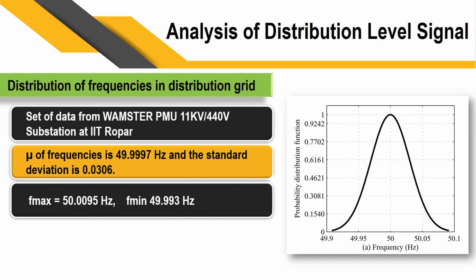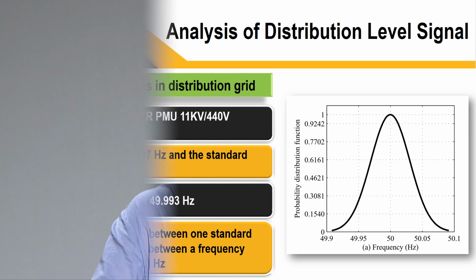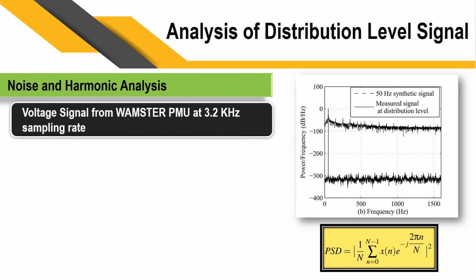So usually the frequency was varying in this band only, and if we consider plus minus 1 standard deviation, then 60% of the variation in the frequencies was captured. So the conclusion could be that the frequency at the distribution level network never remains constant, and we are bound to have off-nominal frequency cases. Next was the noise and harmonic analysis. That Wamster PMU operates at a sampling frequency of 3.2 kHz, which corresponds to about 64 samples per cycle if we take 50 Hz as the base frequency.